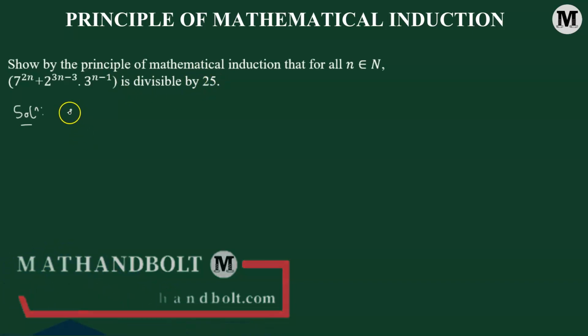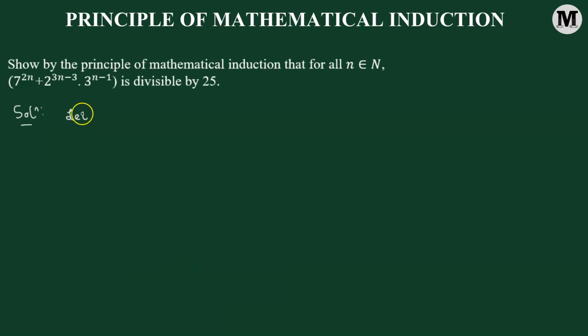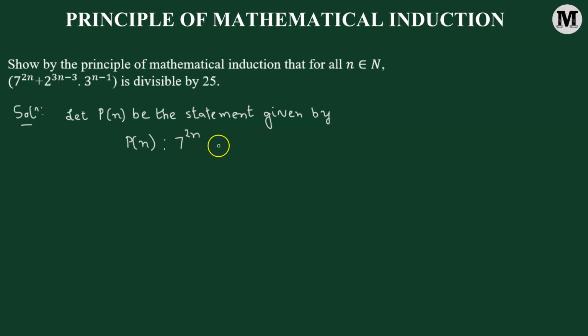Okay, let us begin. So first, we are going to consider a statement P of n. Let P of n be the statement: 7 raised to the power of 2n added to 2 raised to the power of 3n minus 3 multiplied by 3 raised to the power of n minus 1 is divisible by 25. So we have converted it into a mathematical statement. We're going to name this as statement number 1.